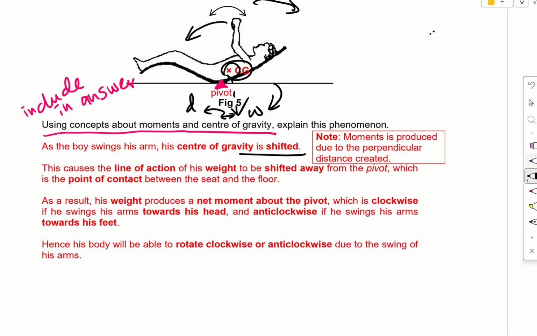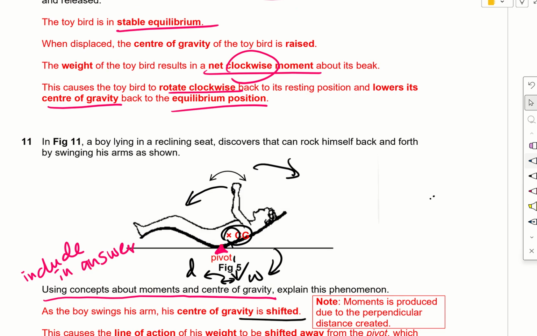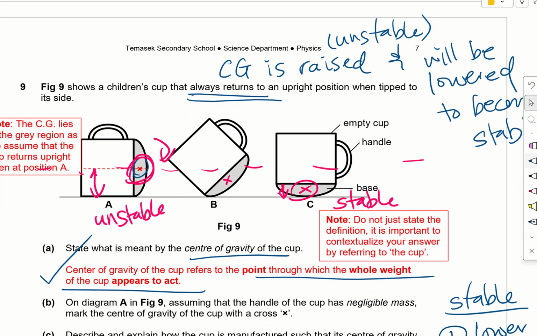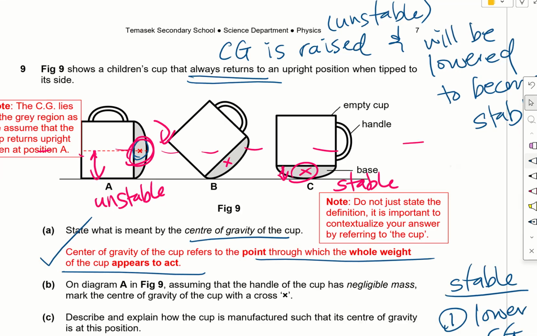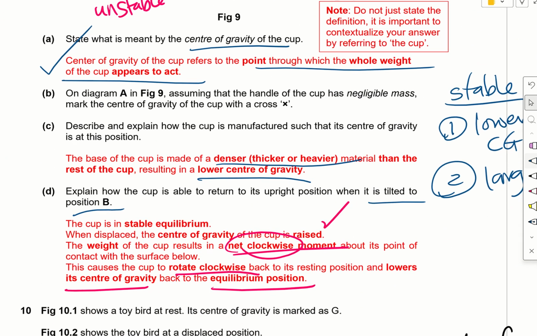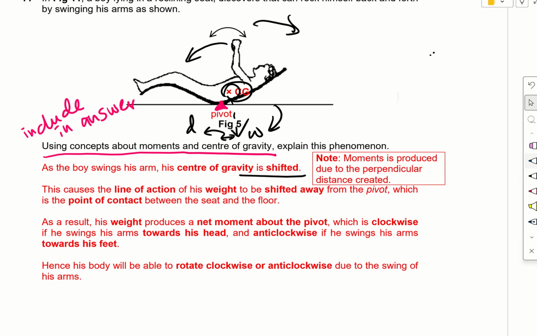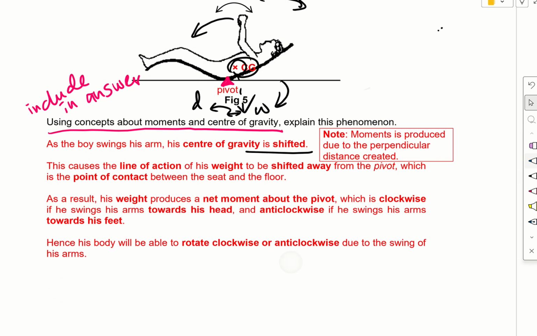So for this boy, because he is a living thing, he can shape his hands and legs, he can put them in various positions, the CG will change. But for the cup, because it is not a living thing, it's unable to change the way he places the different parts of the cup. But for the boy, the CG will change.